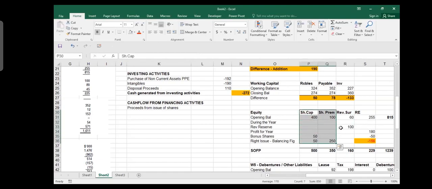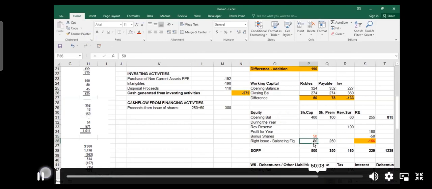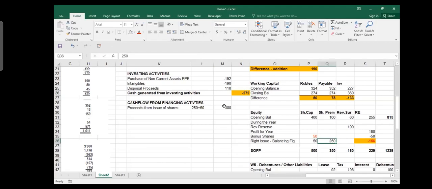What should I write down? 250, 50 and 50. This one also? I will only write down here 300. I will call it 250 plus 50. This 50 I will ignore. Why am I ignoring this 50? Because that is a bonus issue. You never receive cash. You only subtract from retained earnings. So it is given from here, and there is no impact on your cash flow. I mean, you just took from one account and transferred to the other. So this 50 you will not add. Yes, this you got as share capital premium. So 300 is the amount which you get from your new shares.